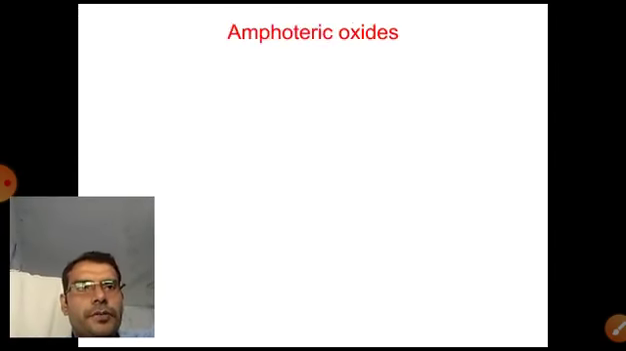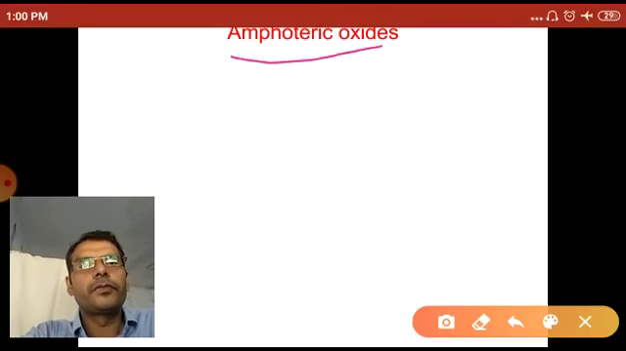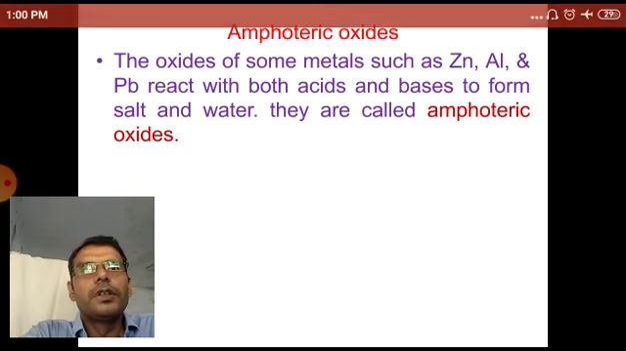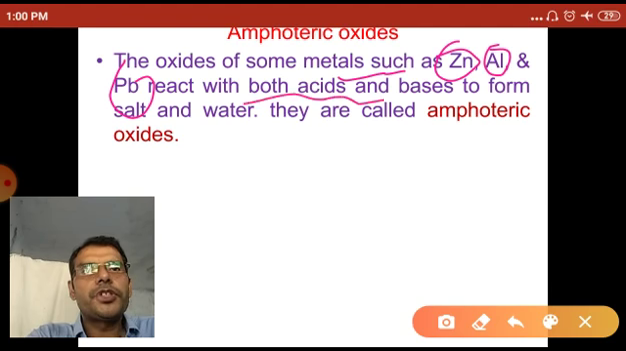The last oxide type is the amphoteric oxide. These are oxides which have the property of reacting equally with both acids as well as bases. The oxides of some metals such as zinc, aluminum and lead react with both acid and base to form salt and water. They are called amphoteric oxides.